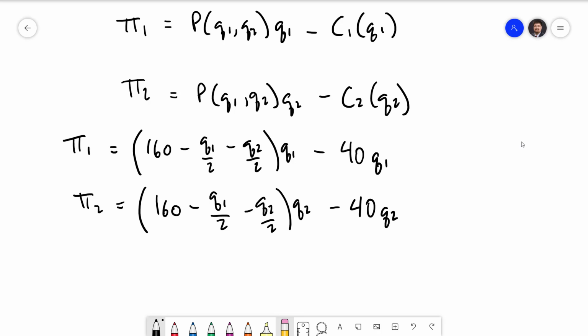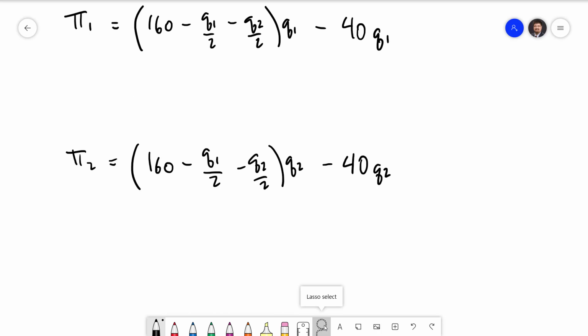So we're going to take the partial derivative of pi1 with respect to Q1, set that equal to 0 for firm 1's first order condition. We're going to do the same thing for firm 2. Take the partial derivative of pi2 with respect to Q2 and set that equal to 0. That's going to give us a system of equations that we can use to solve for the Nash equilibrium quantities.